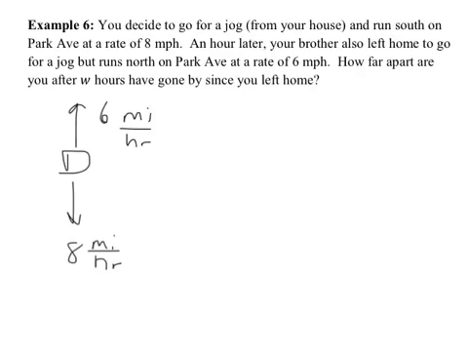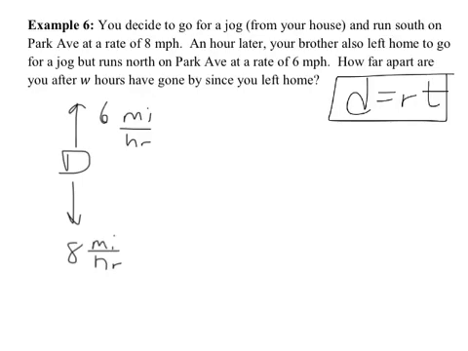Since you left home. Alright, so remember, distance equals rate times time. That's the first thing we need to remember for these problems. In this problem, think about it. After an hour, you're 8 miles from home. After 2 hours, you're 16 miles from home. After 3 hours, you're 24 miles from home. Because again, you're multiplying. So since your rate is 8, and the time that goes by since you left home is W, that's how far away from your house you are.